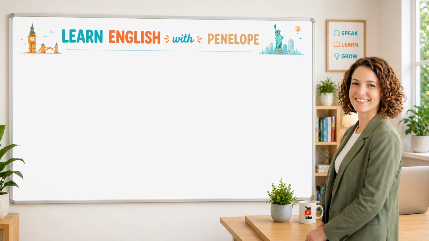Here is the most important rule about countable nouns. Listen carefully. When there is only one, we call it singular. Singular means one. When there is more than one, we call it plural. Plural means more than one. This is very important because the word changes when it becomes plural. Usually we add the letter S at the end of the word. So 1 apple becomes 2 apples. 1 cat becomes 3 cats. 1 book becomes 4 books. You just add S. Easy.